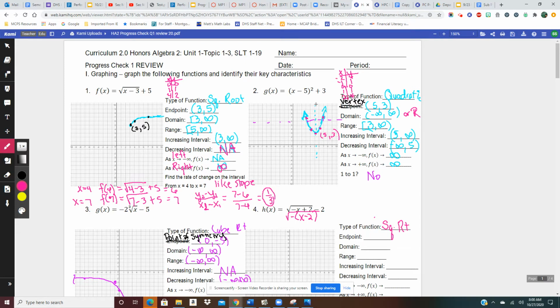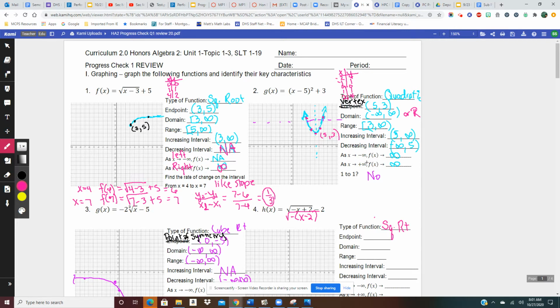And then decreasing is this left side of the graph, and it's actually going to start all the way over here somewhere and decrease, right? All the way up here and decrease. So it's from negative infinity. It's going to keep going to the left, negative infinity, up until 5. You can also write x is less than 5, and this one is x is greater than 5. You can do that also.